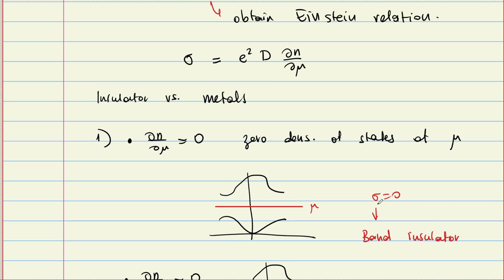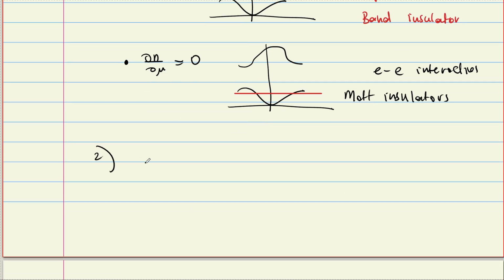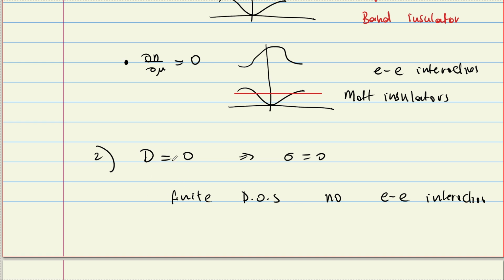And case 2, ∂N/∂μ can be 0 maybe in other ways, but these are just two possibilities. The second one is that D can be 0. Then sigma is going to be 0. In this case, you have electron states, a finite density of states, and electrons at the Fermi level, and no electron-electron interactions. You can get D equal to 0 due to what we call interference. So this is purely a quantum effect, quantum interference.